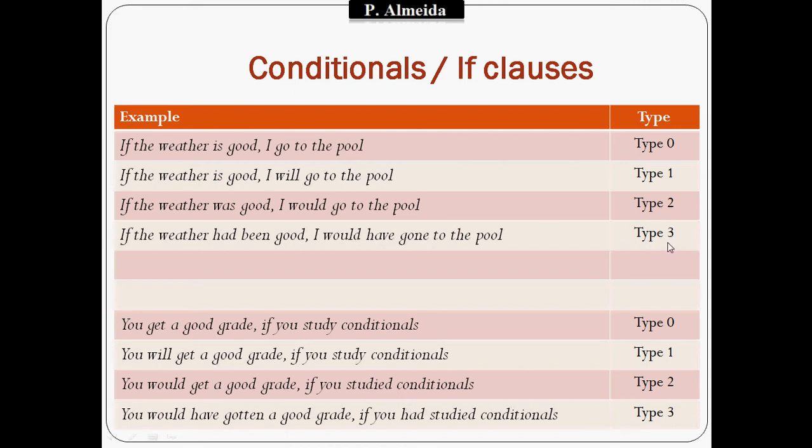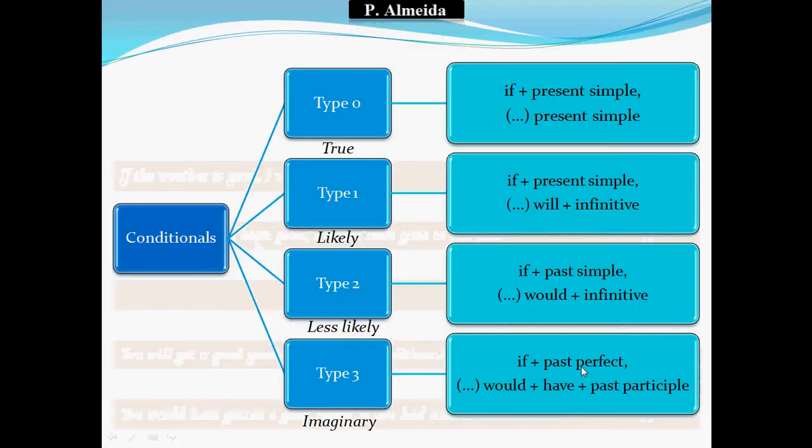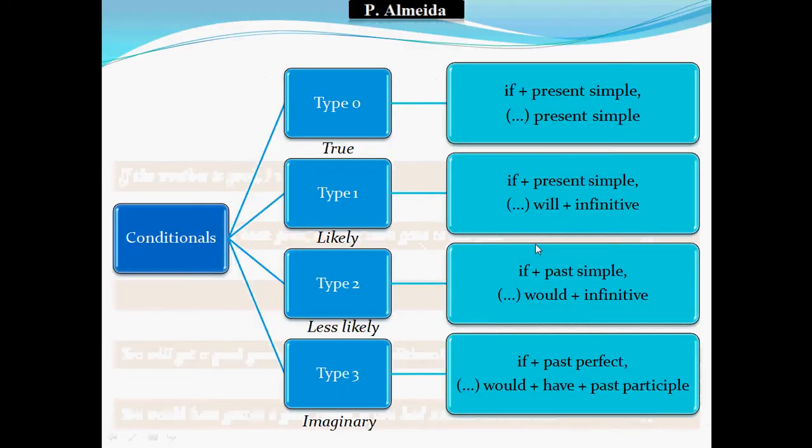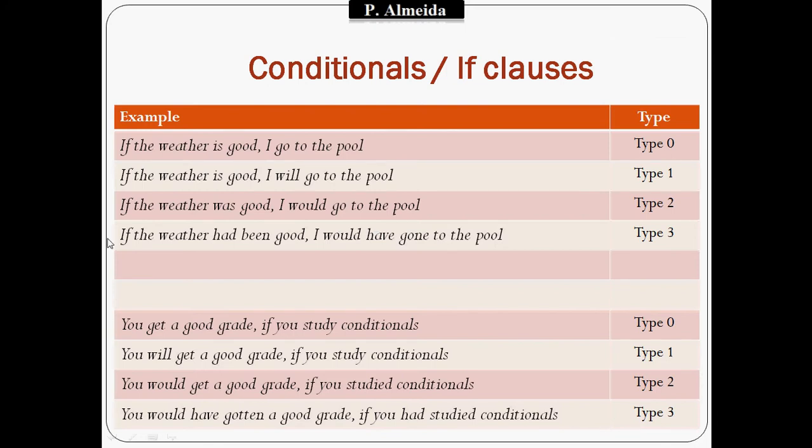And finally, type 3. If the weather had been good, so I'm now talking, as I told you here, in the past perfect, okay? I would have gone to the pool. So again, look again, would have, and then past participle, okay? So if the weather had been good, I would have gone to the pool, type 3.